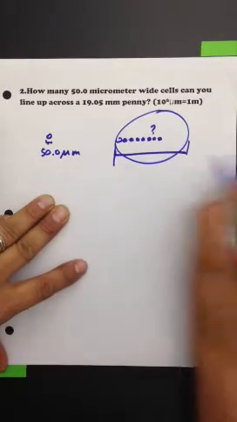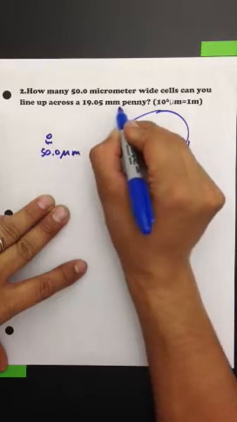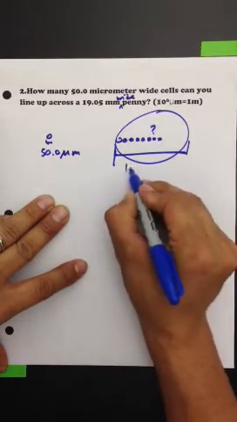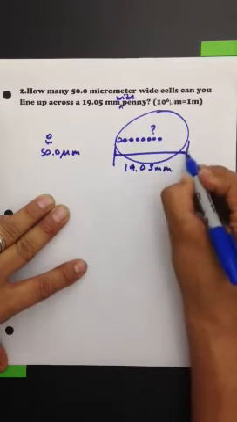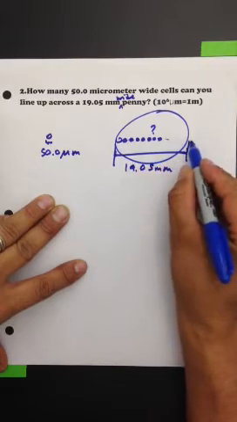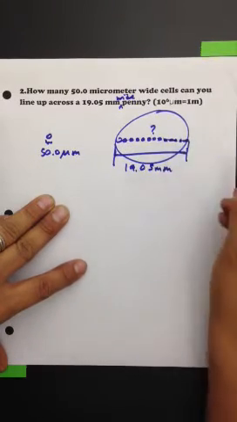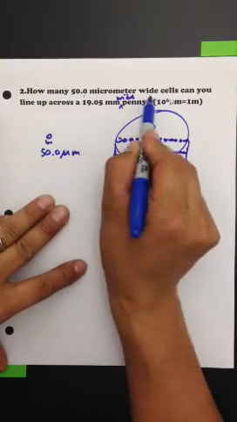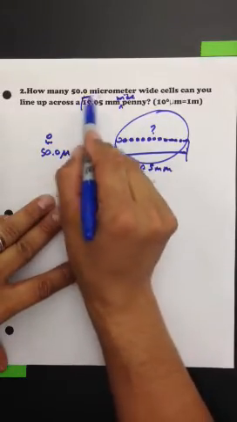The penny's diameter, I should have said, is a 19.05 millimeter wide penny. So this is 19.05 millimeters. How many of these can line up, stacked side by side, to go all the way across the penny? Okay. So how many of these? The answer is going to be a number of 50 micrometer wide cells in this size penny here.